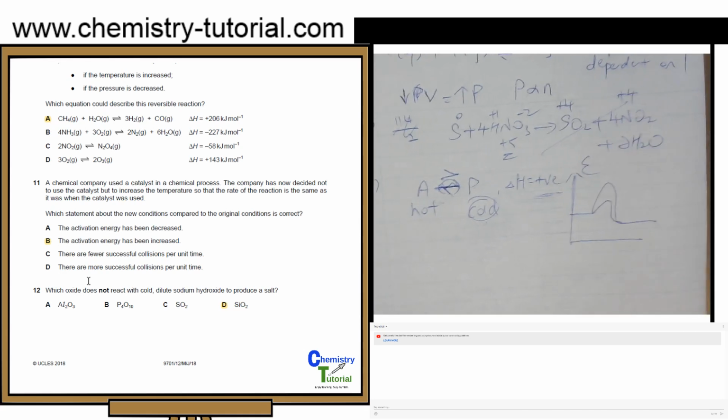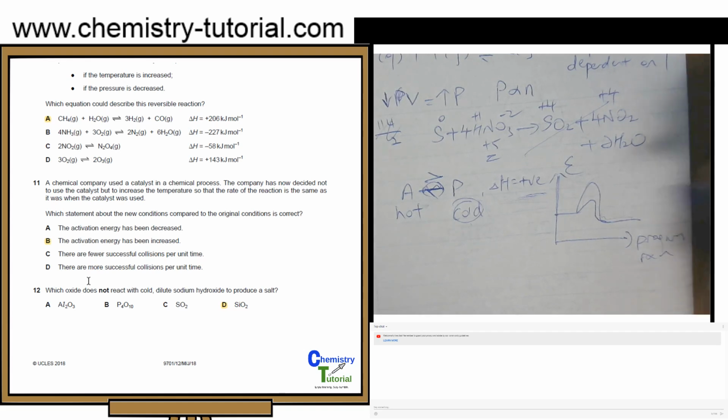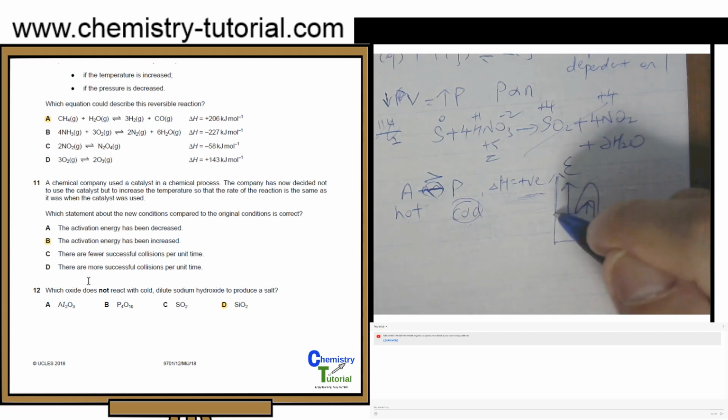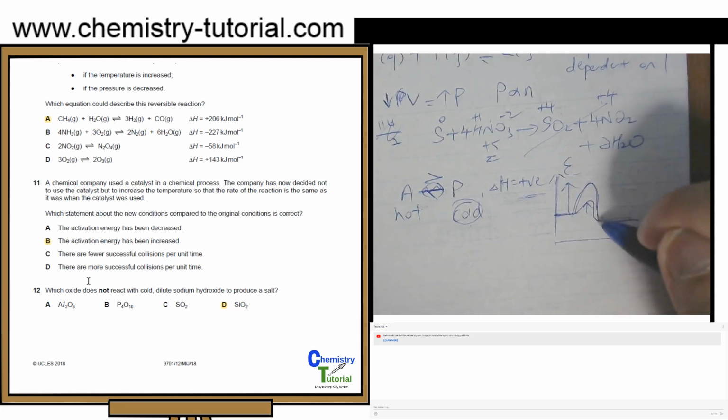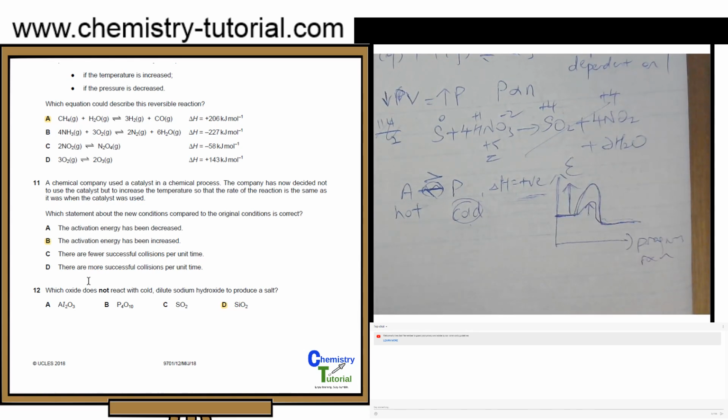This is the y-axis of energy, the x-axis is actually the progress of the reaction. So over here, this is your uncatalyzed reaction. This is activation energy for the uncatalyzed. This is the activation energy for the catalyzed reaction. Now that we are removing the use of catalyst, that means now the reaction pathway will proceed like this with a higher activation energy. Hence, B is your answer.